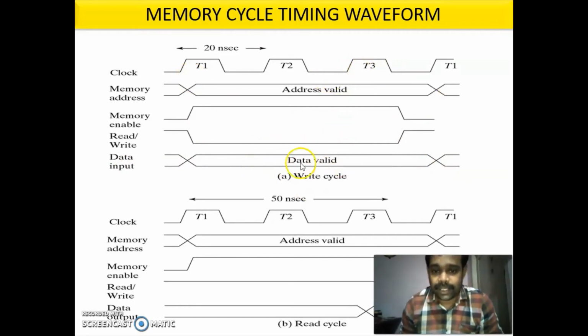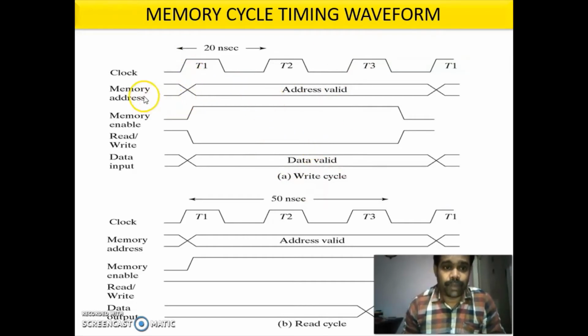The data is written in the memory. So first, once again, I am telling. During the start of T1, we are making the address line high. Then we are making memory enable high, and we are making the read write line low, and the data input line we are making high, and the data is written into the memory.